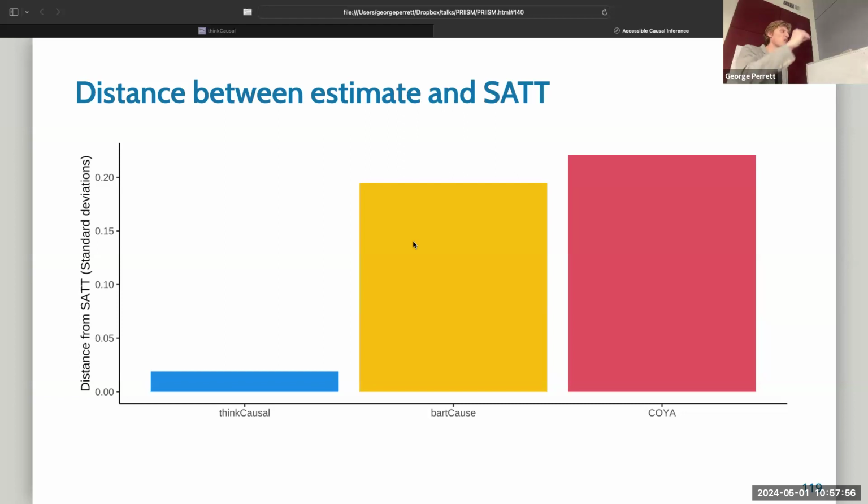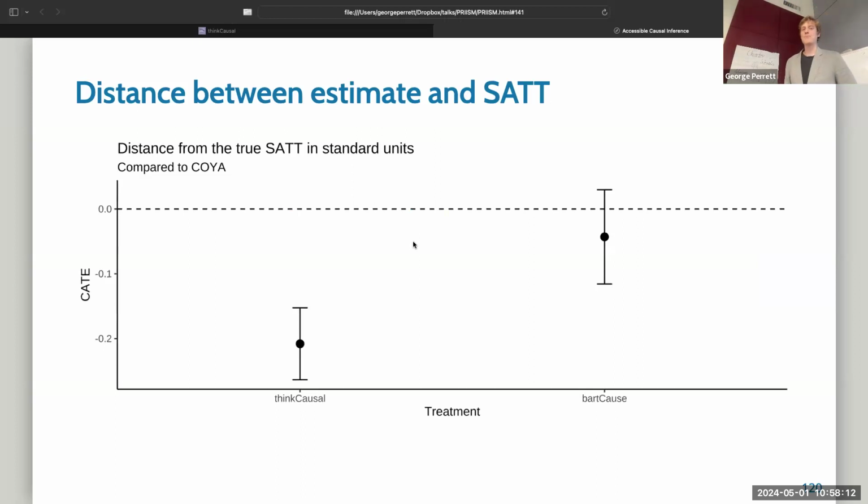And so what we found is if we look at the distance between the estimate and the true SATT, Think Causal is much, much closer. So here, lower is better. We ideally want 0, and Think Causal is very close to 0. Now, this is in standard deviation units on the outcome. So BART cause and the choose-your-own-method folks are almost 0.2 standard deviations away from the true SATT. And when we look at these things a little bit more formally, we see that Think Causal is notably different than folks that chose their own method. It is also different than BART cause, but BART cause is not giving us any value. It's performing equally well to people that chose their own method.